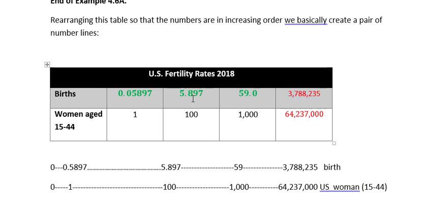So there it is. Here is our ratio table built up. These are all equivalent. 0.05897 over 1 is the same as this over this, is the same as 59 over 1,000, is the same as these, 3 million. Really it's basically created a pair of number lines with equivalencies lined up.